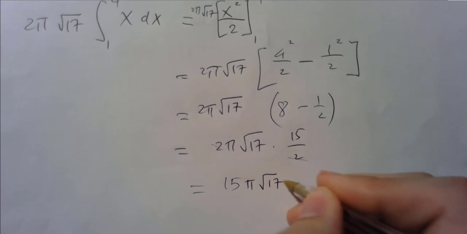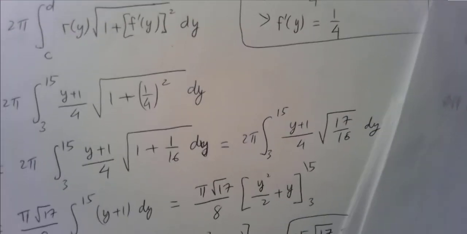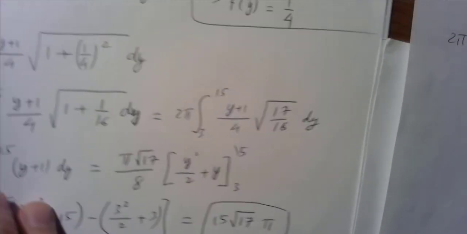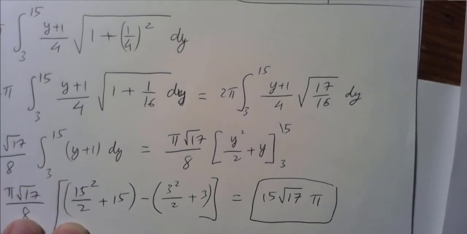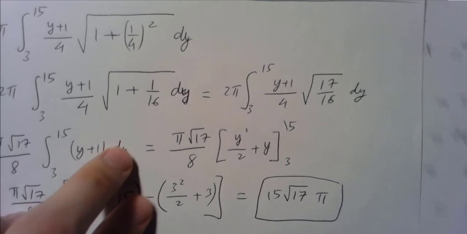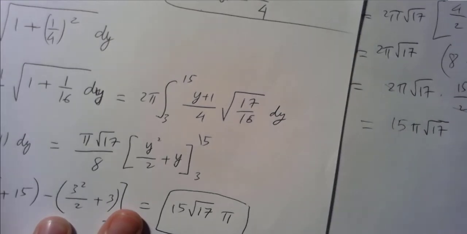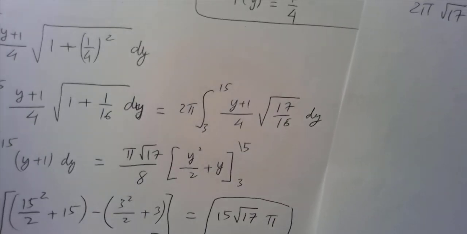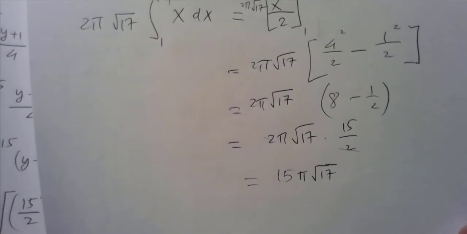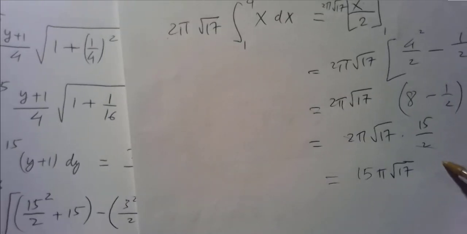and then the square root of 17. Okay, let's compare to the answer that we got earlier. Before, if I used dy, I ended up with 15 square root of 17 pi, and if I use dx, I also got 15, square root of 17 and pi, the same thing, right? Two of them, square root of 17, 15 pi, the same thing. So this is also good.